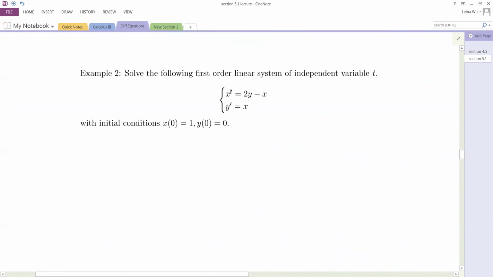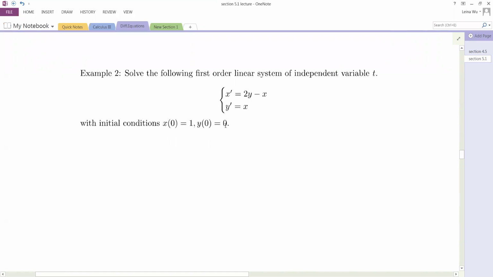Example 2 is also a first order linear system, okay? In this first order linear system, we have dependent variables x and y. You guys can tell? X and y are dependent. It tells you the independent variable is actually t, okay? So we're solving for x and y, and both of those are functions of t. The initial conditions are also provided. When t equals 0, the x value is 1. When t equals 0, the y value is 0.